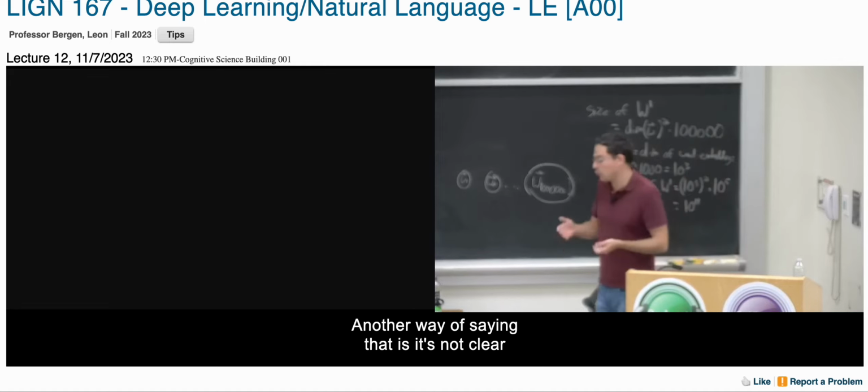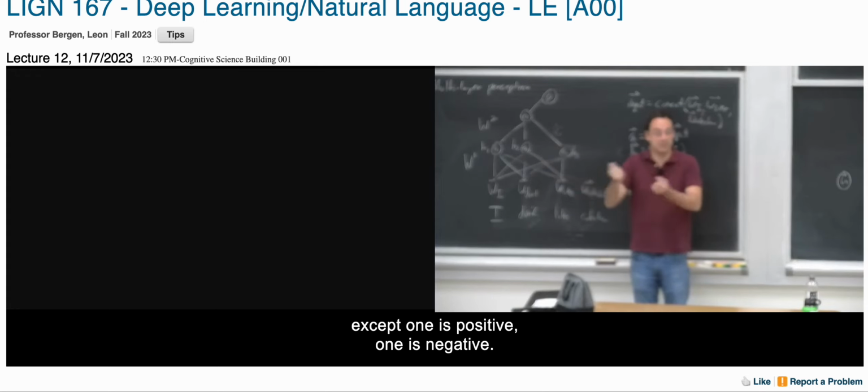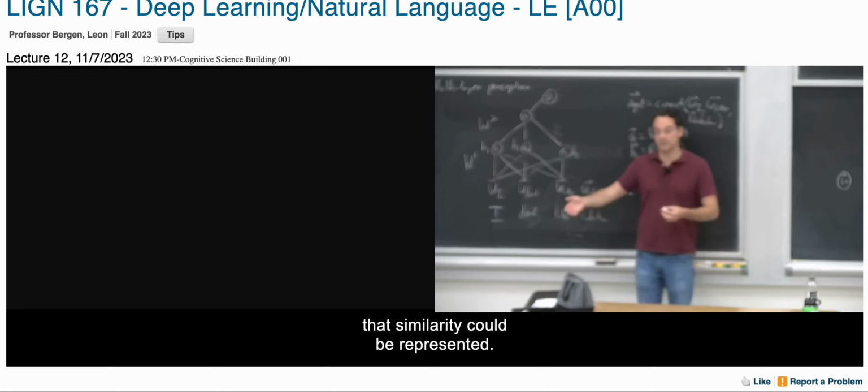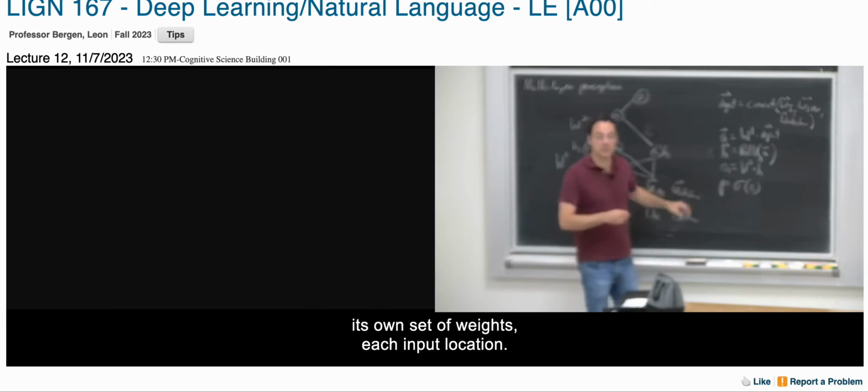Another way of saying that is it's not clear where in the model you can represent the similarity between "I like coleslaw" and "I don't like coleslaw." Those are almost the same sentence, right? They mean almost exactly the same thing, except one is sort of positive and one is negative, but the meaning is sort of the same. It doesn't seem like there's anywhere in the model where that similarity could be represented. You just have two completely different representations for those two sentences. That's a consequence of the fact that each input word gets its own set of weights. Each input location, I should say.